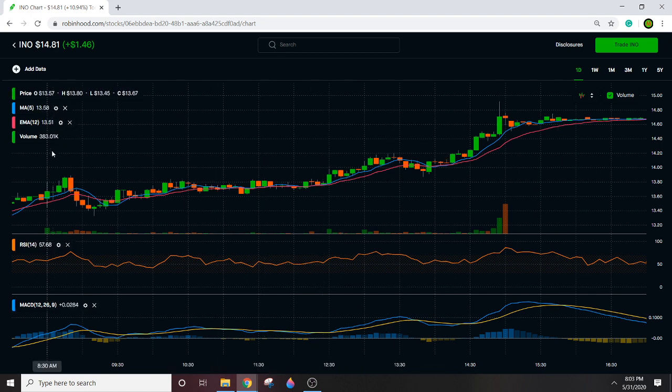The EMA line will be represented by this pink color right here. And the MA line, or the SMA line, same thing, is that Robinhood phrases it differently for some reason, will be this light blue color. Both of them are really similar. You can tell because they're almost in the same place, but they have little differences that really do matter.